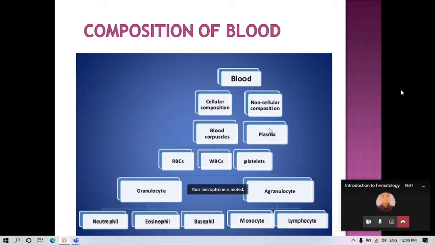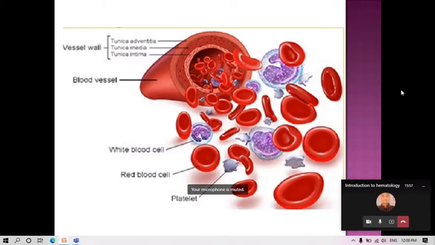Plasma contains various proteins, but no cells can be identified in it. Here you can see the blood vessel, which is made up of tunica intima, media, and adventitia, and inside the lumen of the blood vessel we have blood, which is made up of RBCs, WBCs, platelets, and the rest of the fluid is plasma.